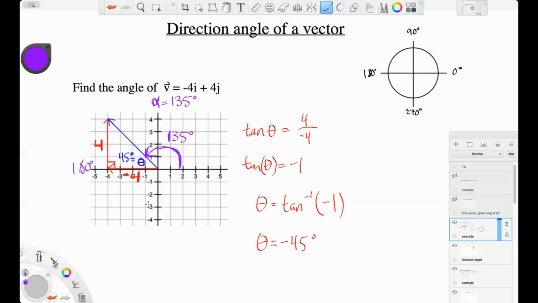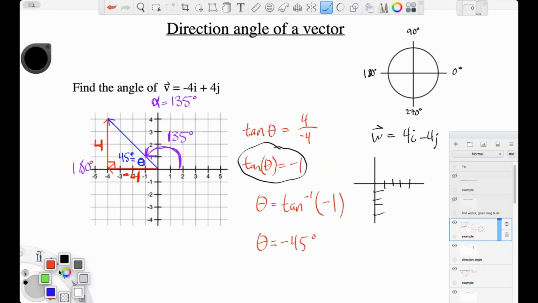Cool. And the thing I was talking about earlier, we want to be careful because when we get to this point right here, the tangent of theta equals -1, and we're punching it into the calculator, we could have just as easily arrived at that situation if the vector, let's try vector w, is 4i minus 4j. If we think about that scenario, let me just sketch that out real quick. 1, 2, 3, 4 to the right, 1, 2, 3, 4 down. So I start with my i information first. We go to the right 4, and let me label that as such. And then we go down 4. So there's our -4.